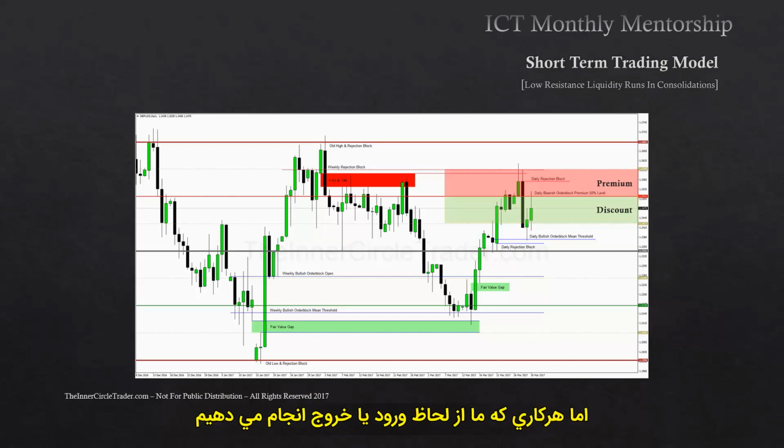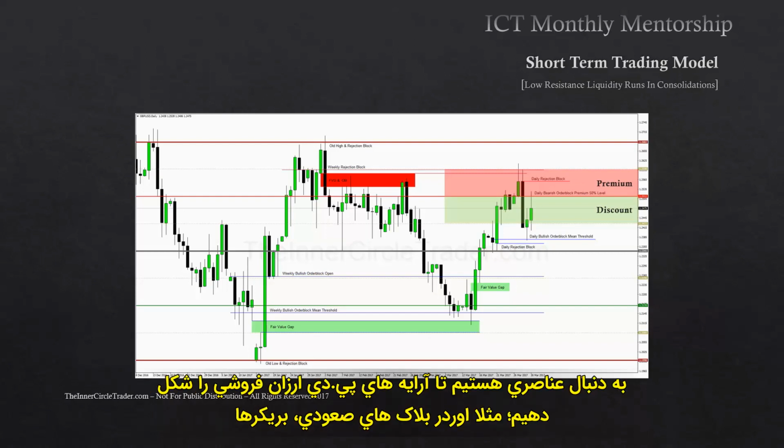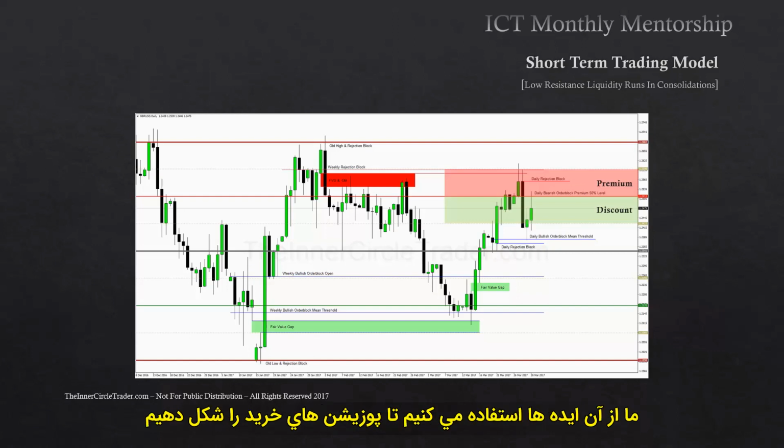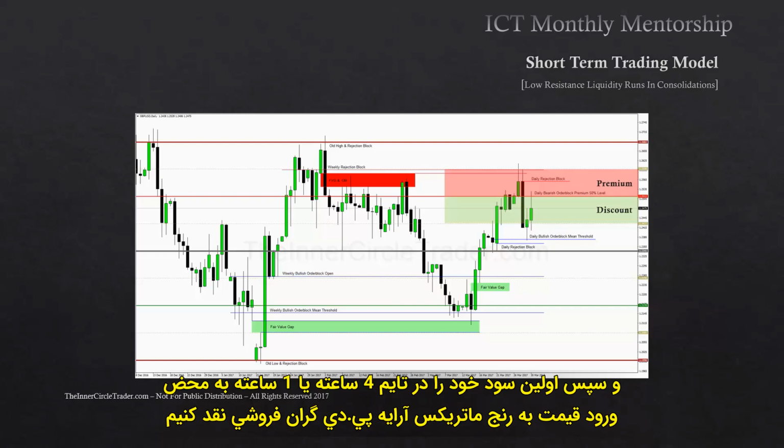But whatever we do in terms of entry or exits, we're looking for elements to frame the discount PD arrays. That means bullish order blocks, breakers, fair value gaps below us in price, trading below an old low to take out sell stops. We're using those ideas to frame long positions and then taking first profits at a 4-hour or 1-hour basis once it enters the premium PD array matrix range.